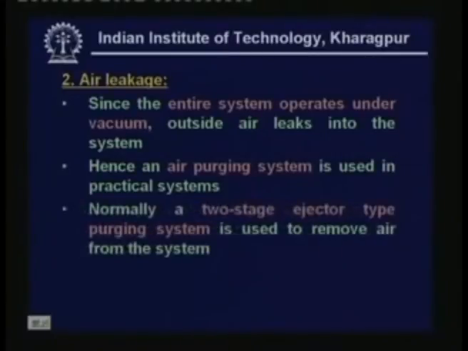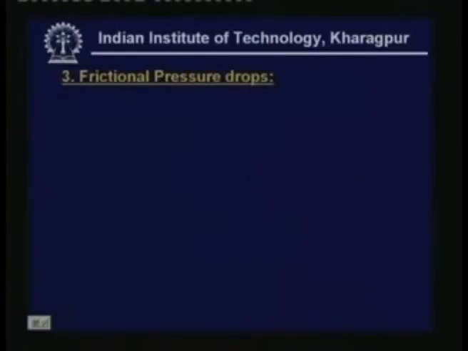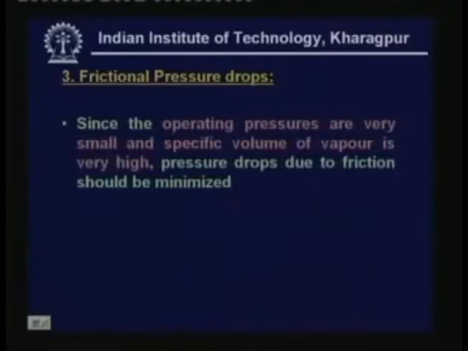Normally you do not use any mechanical vacuum pumps, but what they use is a two-stage ejector type purging system. And small systems are hermetically sealed, so the chances of air entering into these small systems is virtually nil. So the small systems do not have the problem, whereas the large systems have the problem of air leakage. Now let us look at the third problem, frictional pressure drops.